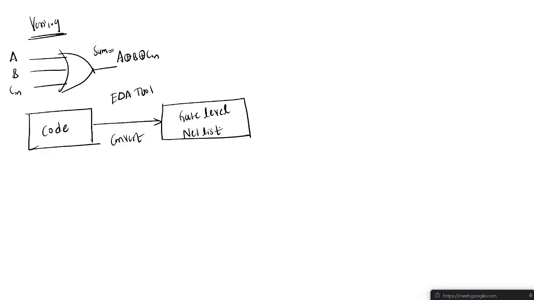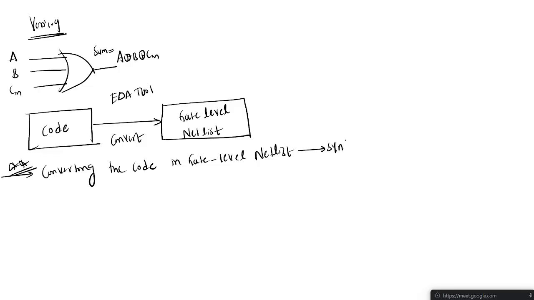This is very important: converting your code, whatever the HDL code is, into a gate level netlist is called synthesis. Converting your code into a gate level netlist is nothing but synthesis.